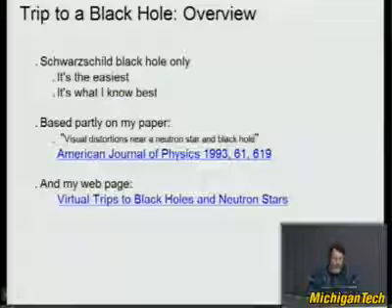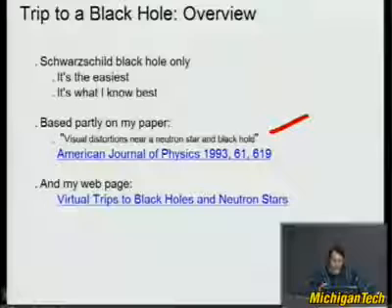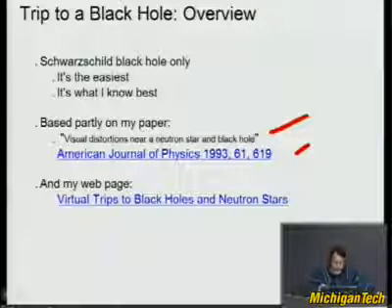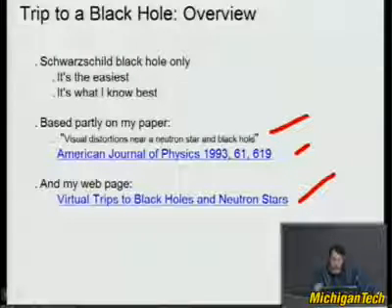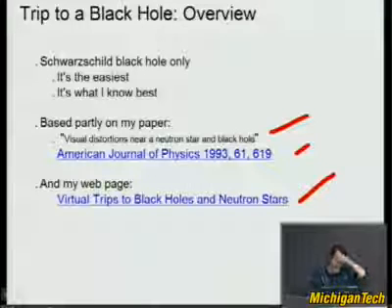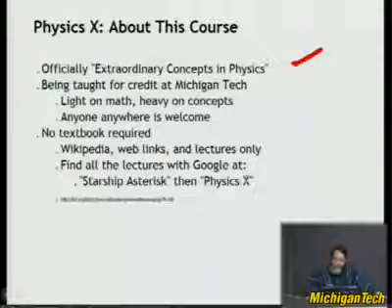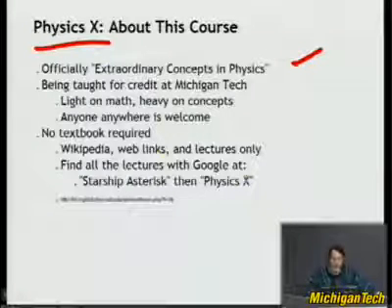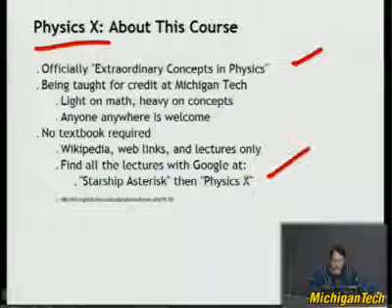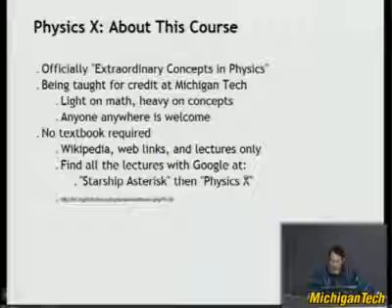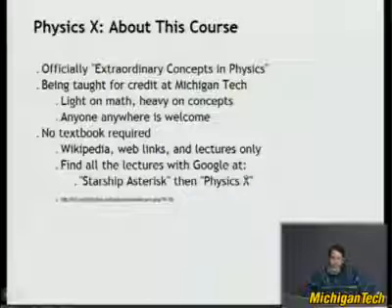This will be partly based on a paper I published called Visual Distortions Near a Neutron Star and Black Hole, which was published in the American Journal of Physics a while ago. You can also see all of the movies published on a web page that I've maintained since '94, I think, called Virtual Trips to Black Holes and Neutron Stars, where you can see many of the videos, and even more videos than are shown in this lecture. So let's jump right into our black hole today.